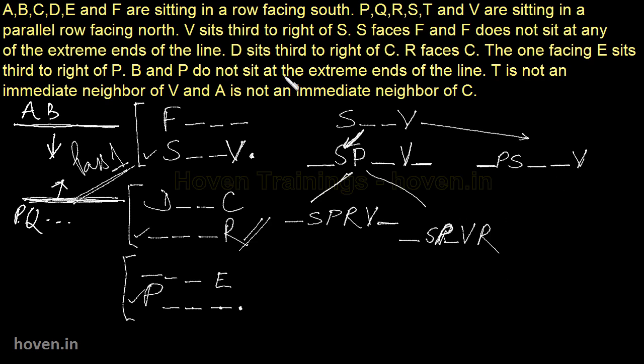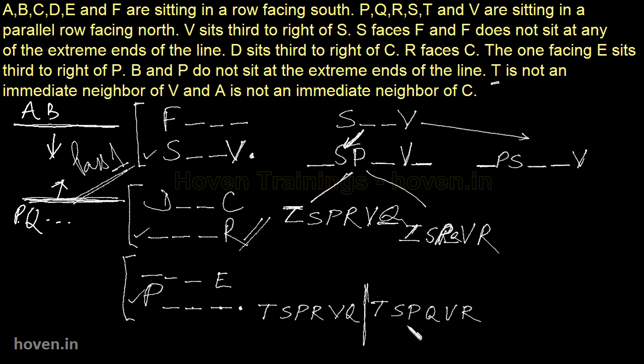Looking for more facts here, we now need to fit T. T is not an immediate neighbor of V. So if this is the one, then T can't be here, T can be here only. And if T is here, Q will have to be here. Similarly, T can't be here, T will be here and Q will be here. We can conclude right now that we have two possibilities for this side. One is T, S, P, R, V, Q. I'll draw a line here to separate. This is the second possibility: T, S, P, Q, V and R. So the lower row could be this one or this one.